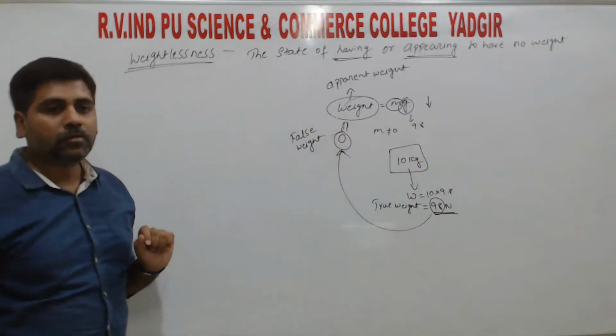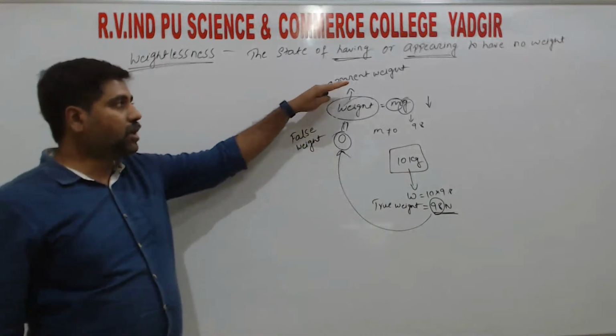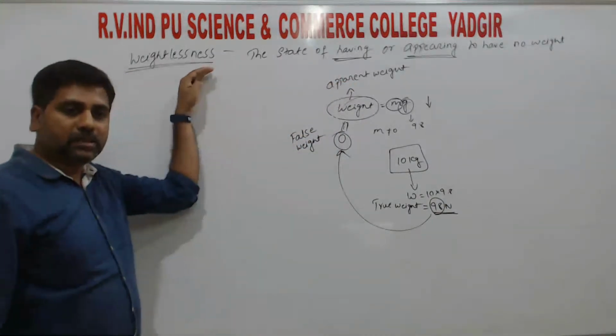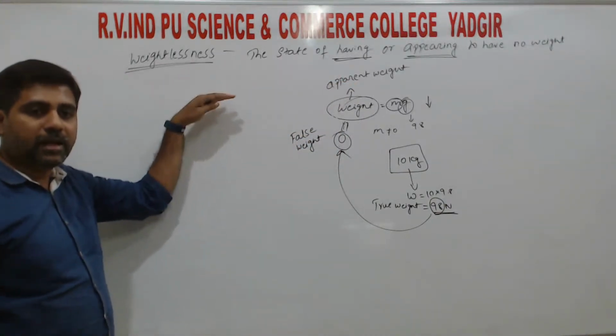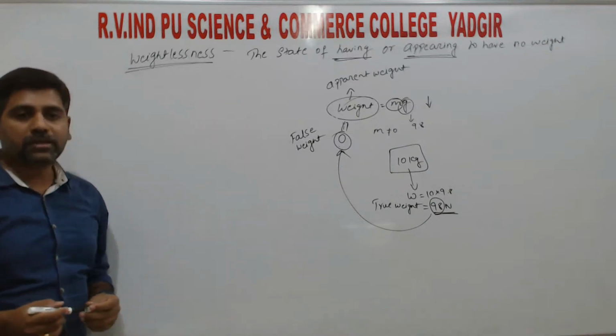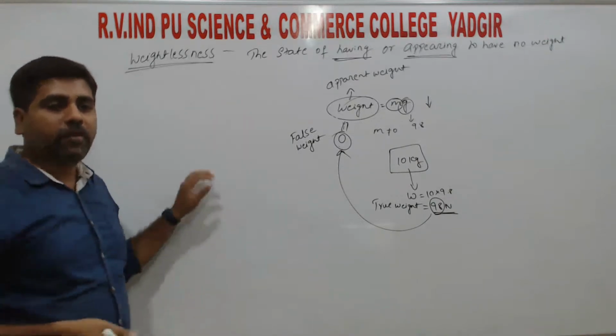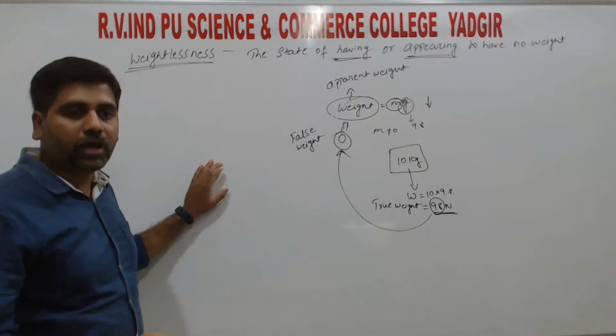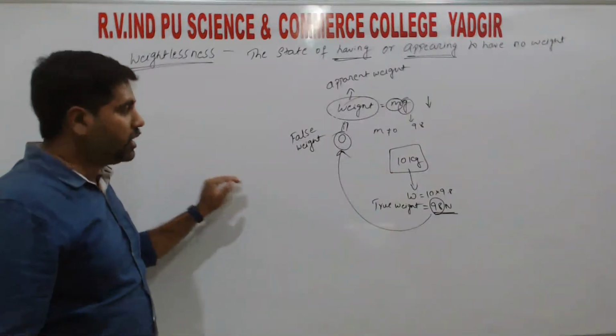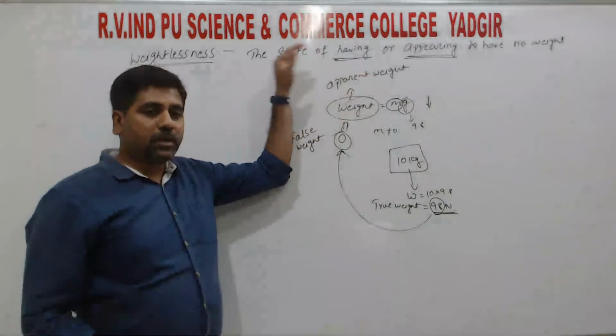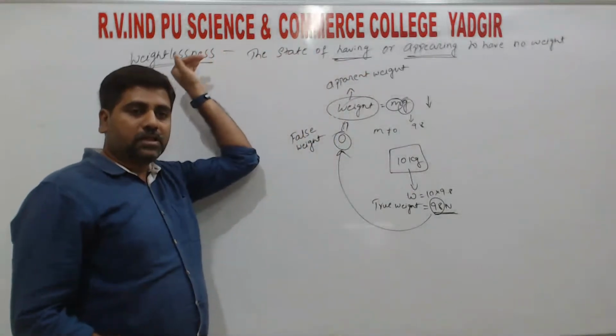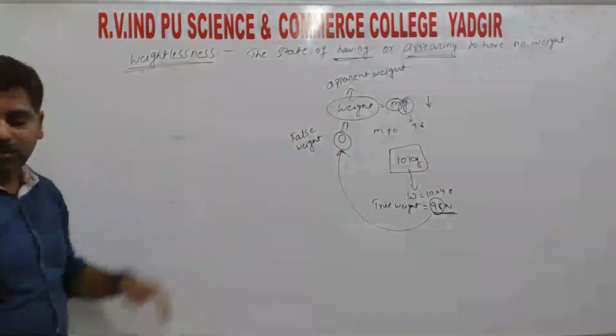So where are we observing the apparent weight or weightlessness, right? We study where we observe weightlessness in two cases. One is a freely falling lift. When we are in free fall in a lift, there we observe the phenomenon that is weightlessness, right?